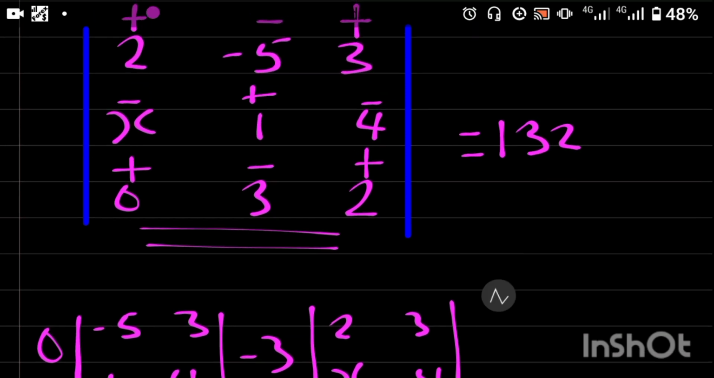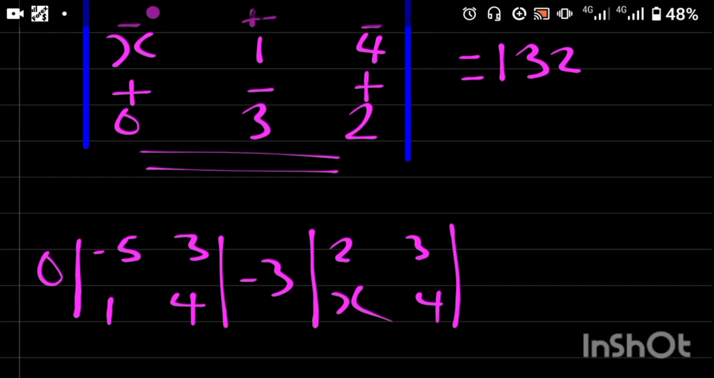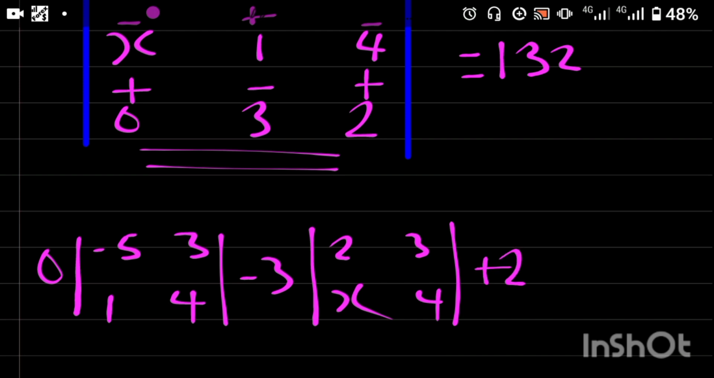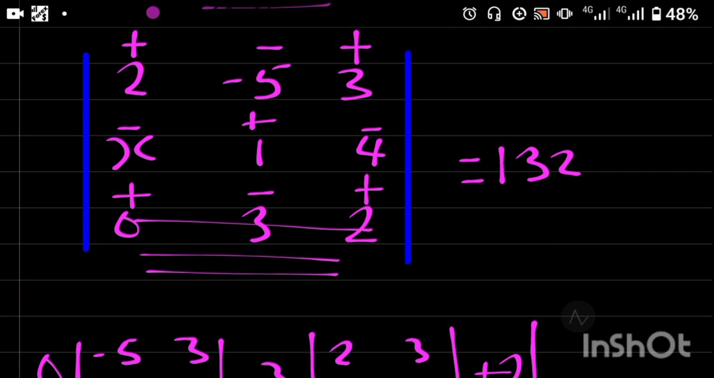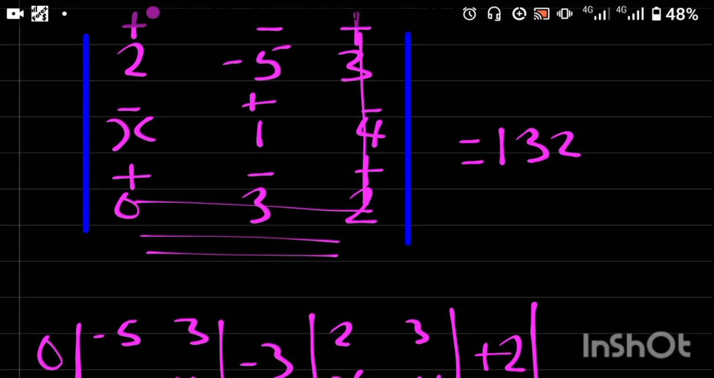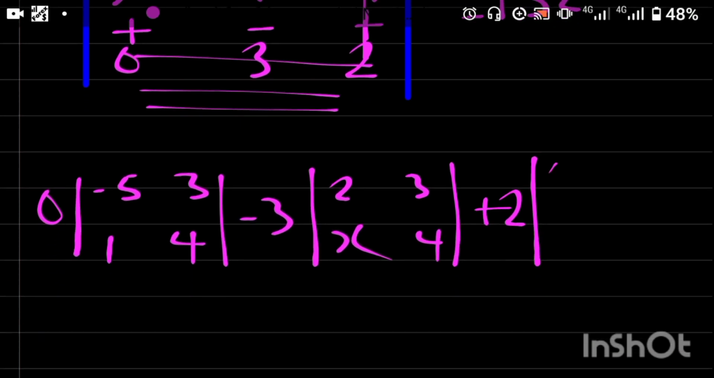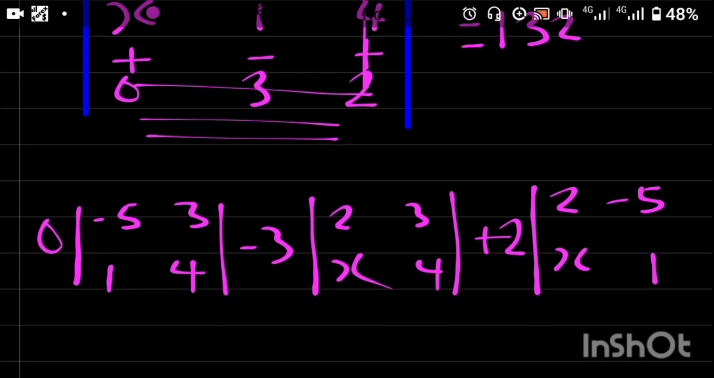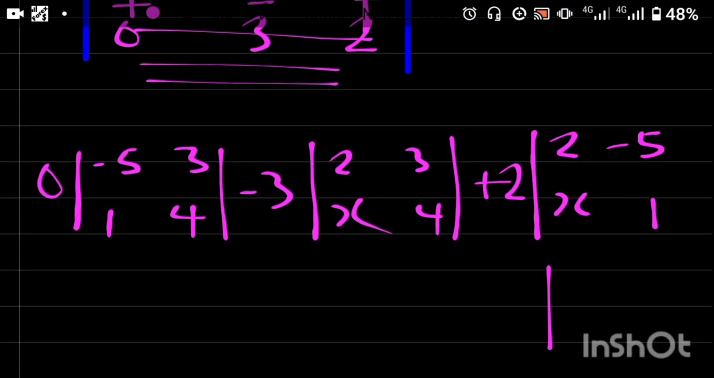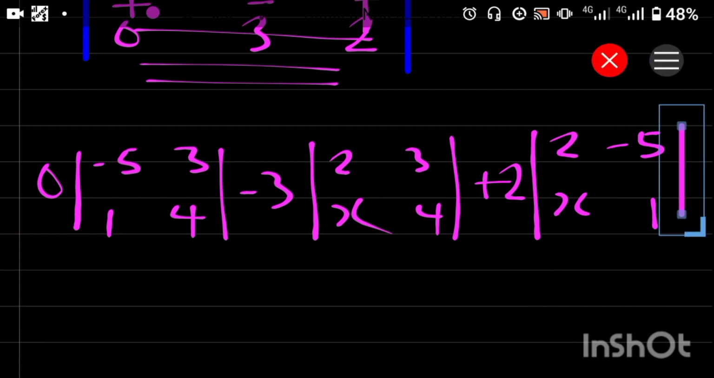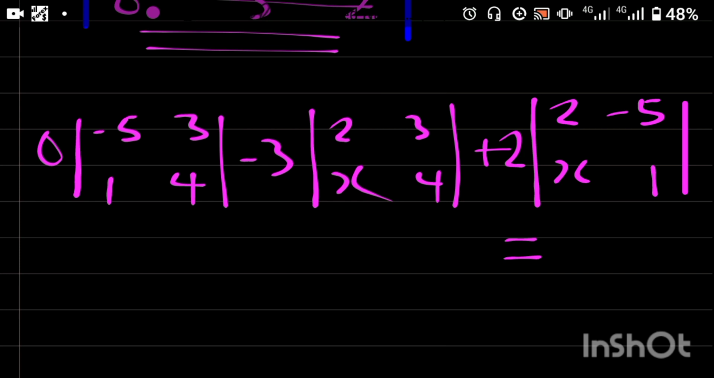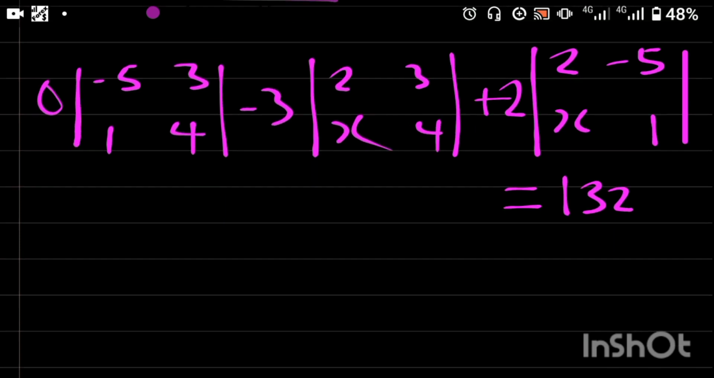Then the last one I'm going to do is by using the last element in that row that I've chosen, which is plus 2. Then I will cancel the row and the column of that element. I'm left with 2, minus 5, x and 1. There is no space again. I will write my equals to 132 under. Then I will proceed with the expansion of the 2 by 2 matrix.